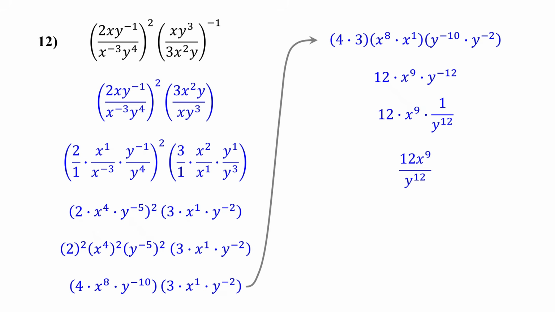And there you have it. You can now simplify exponent expressions with confidence.